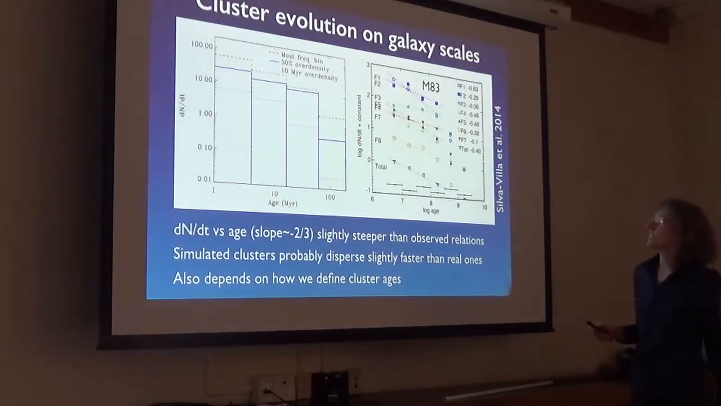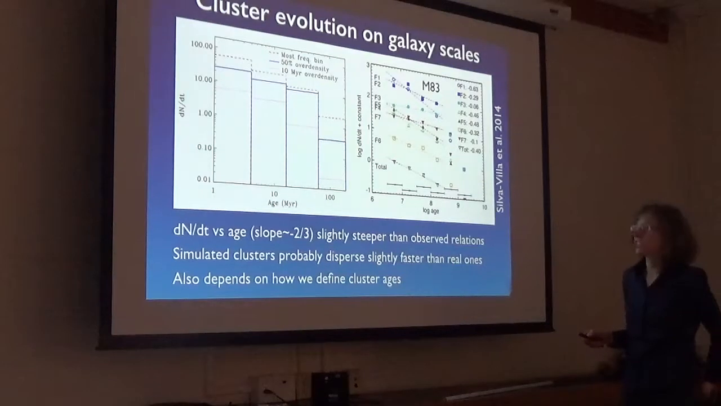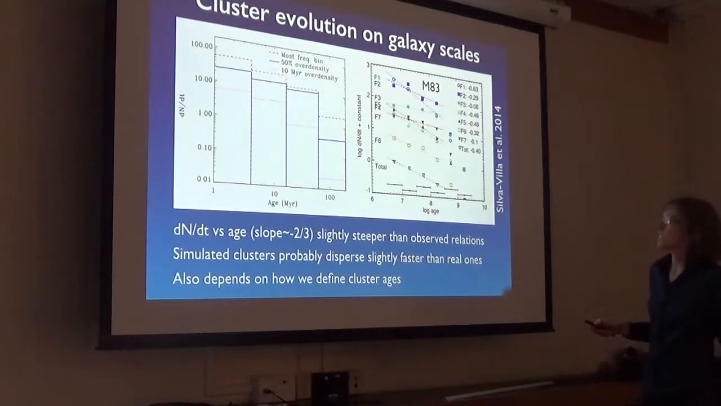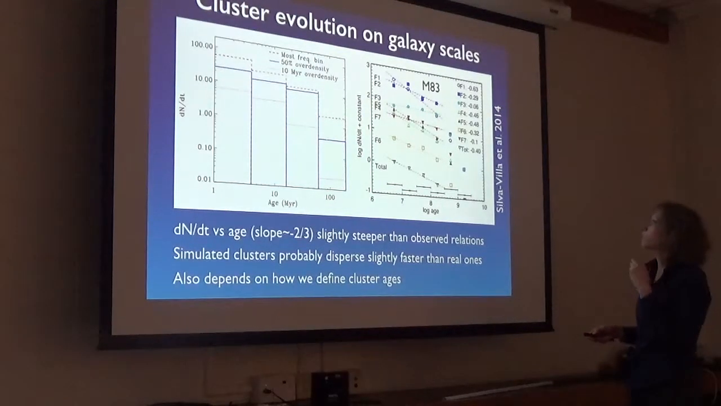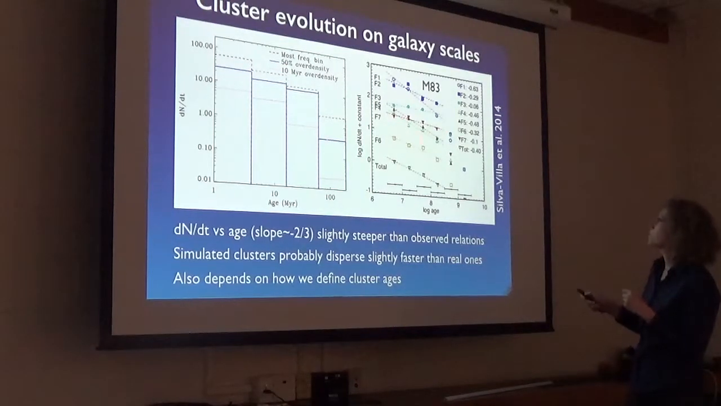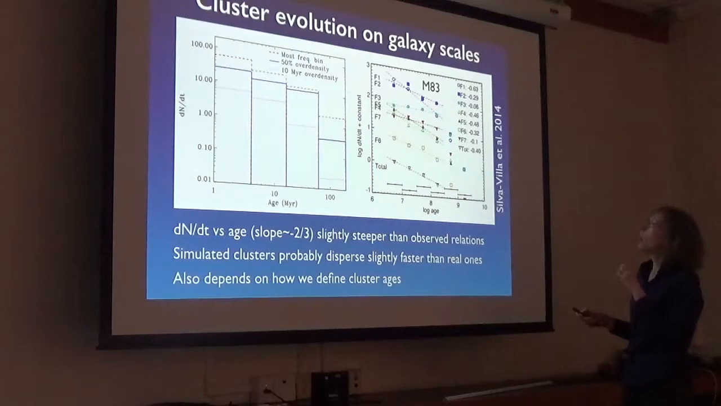And this shows a comparison with observations, so plotting dN/dt versus the age of the clusters has been done for a number of nearby galaxies to look at how quickly the clusters disperse. So this particular one was for M83, and for the simulation, if this is a particularly steep slope, that indicates that the clusters disperse quickly.